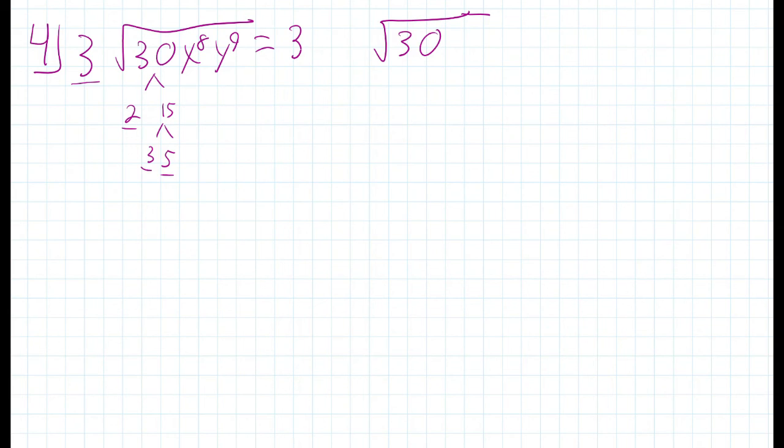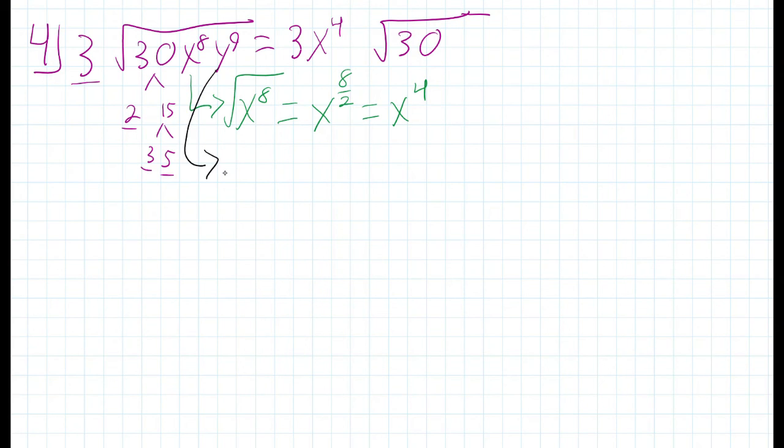Next, we take a look at our variables. X to the 8th, we're taking the square root of x to the 8th. That means I am dividing x to the 8th by 2. And that means I'm ending up with x to the 4th. There are no remainders. There are no leftover variables. So I have 3 times x to the 4th out in front here.